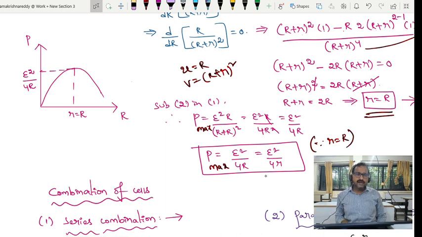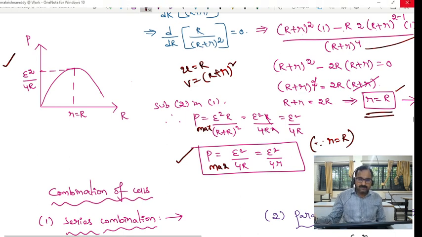But when you draw a graph between P and R, what are we getting there? This is the curve we are getting. So mainly 3 points you have to remember. Point number 1, when it is maximum, small r equal to capital R. Second one, what is the value of that? P max equal to E square by 4R, and E square by 4 small r. And third one, the graph. These are the 3 points you have to remember. Practice the derivation just for your understanding only. You have to apply the differentiation formula for that.